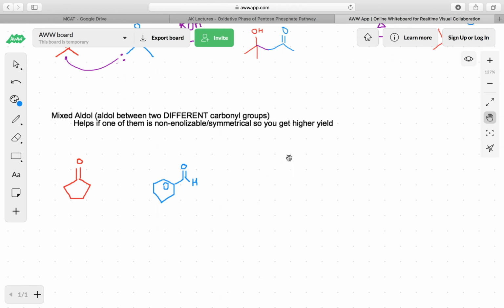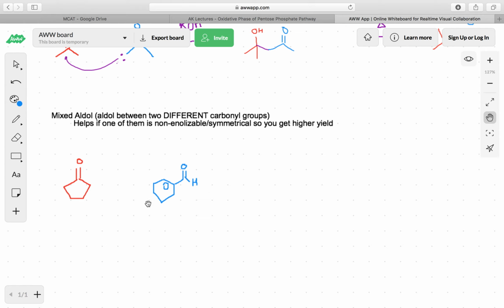So now I showed you examples of two aldehydes reacting and then two ketones reacting, but sometimes we can have a mix. But when we have a mix of things, it gets a bit tricky because there's a lot of places where we can enolize. So to make this more high-yield reaction, we have to do one of two things. We can either make something non-enolizable.